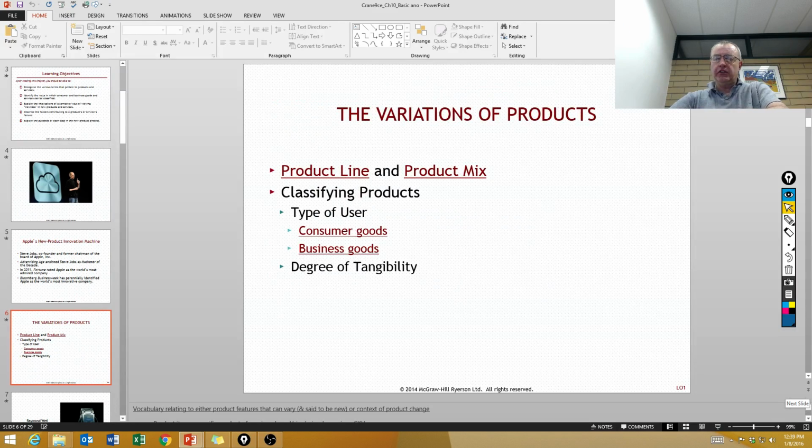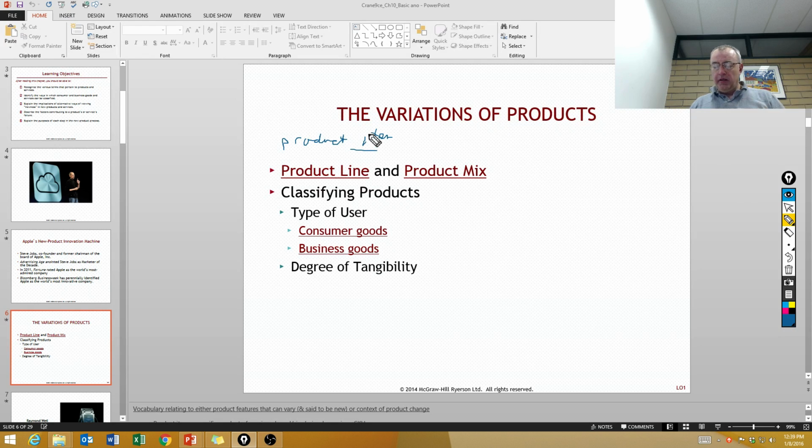Okay, so this first section looks at some of the vocabulary that we use that relates to either product features that can vary or change, or to the context of product change. So the first concept, which is not actually on this slide, is product item.